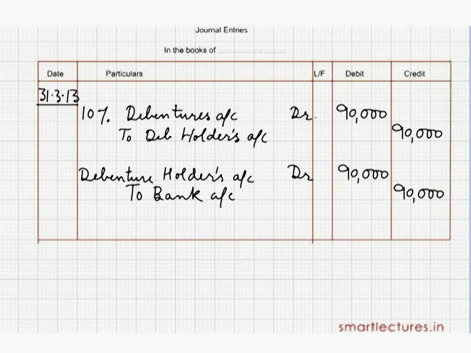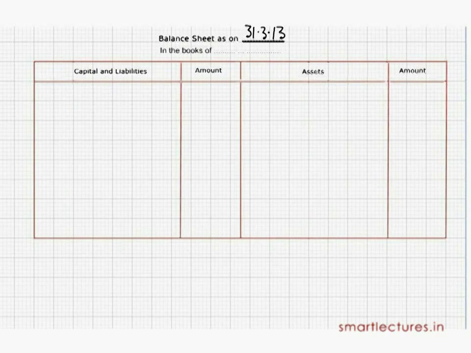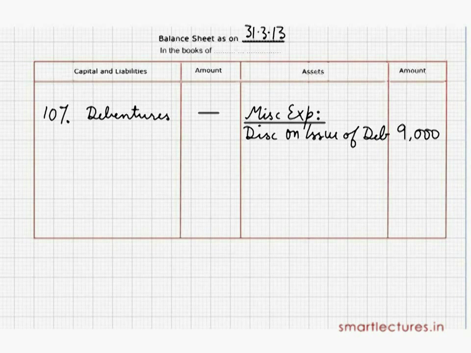So let's look at the balance sheet. What will be the position in the balance sheet after redemption? 10% debentures, nil, because debentures have been redeemed. So there is no amount of debenture account in the balance sheet on liability side. And on asset side, discount on issue of debentures, that will be 9,000 rupees.